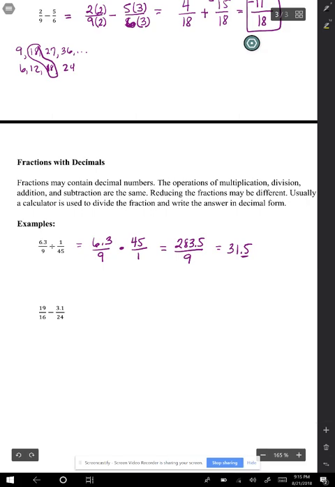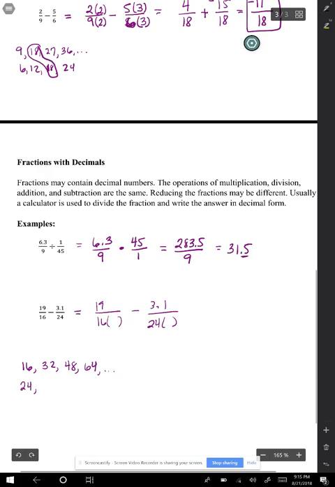Okay, the next one, 19 over 16 minus 3.1 over 24. Because it's addition or subtraction, we have to have a common denominator. So we need something that 16 and 24 will both go into. So I've got to find something to multiply these to make these the same number. So again, if you don't know off the top of your head, you can use your calculator and do 16 times 2, which is 32, 16 times 3, which is 48, 16 times 4, which is 64, and you can just keep going.